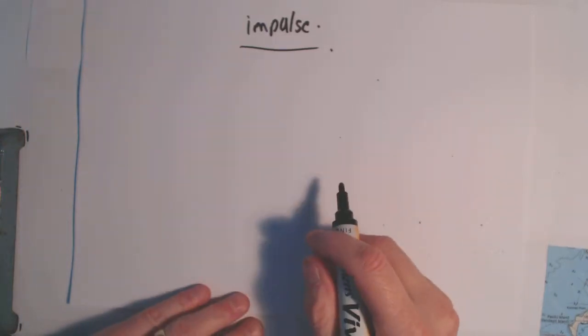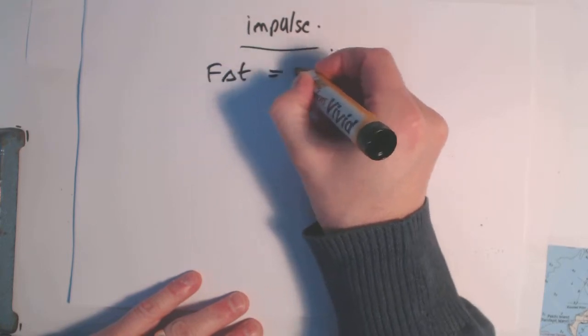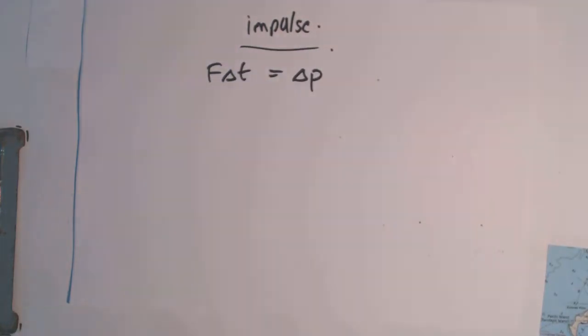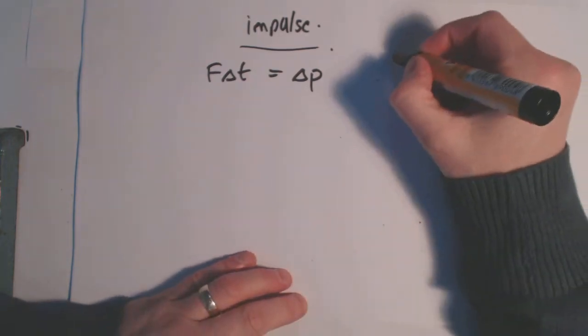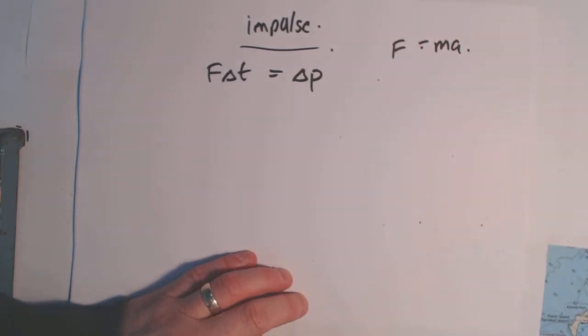Remember impulse from year 12? If F delta t equals delta p, which is change in momentum. This all comes from F equals ma, which we learned in year 10, I think it was.